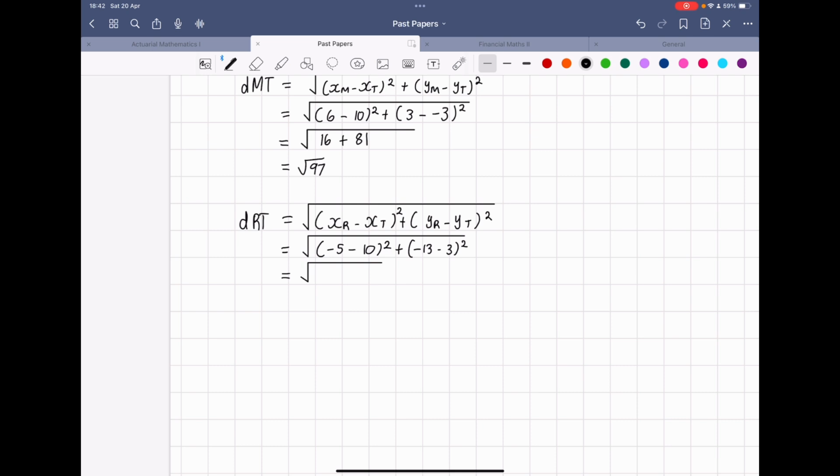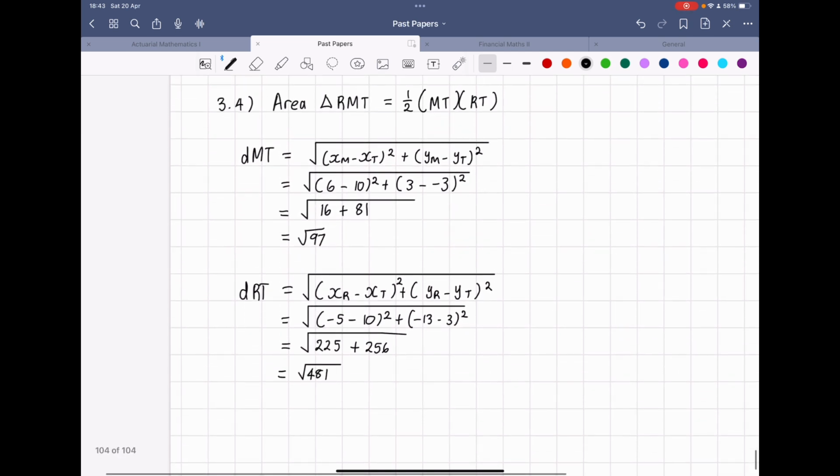So for the first one, we have 15 squared, which is 225. And for the second bracket, we have 16 minus 16 squared, which is 256. So we have the square root of 481.